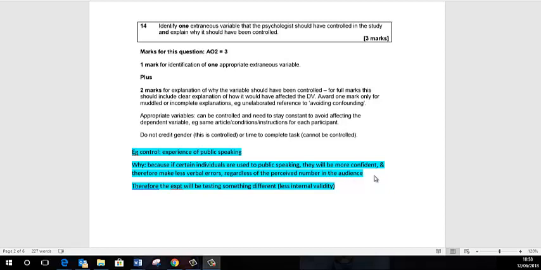Okay, so what? Your final mark is this bit, which students often forget. Final bit, okay, so what is the problem with that? Therefore, the experiment is going to be testing something different. In other words, their experience of public speaking as opposed to the IV conditions, which are the small or large perceived audience. And the problem with that, for those of you going for top marks, you need to say, therefore, you're going to have less internal validity. Boom, 3 marks.